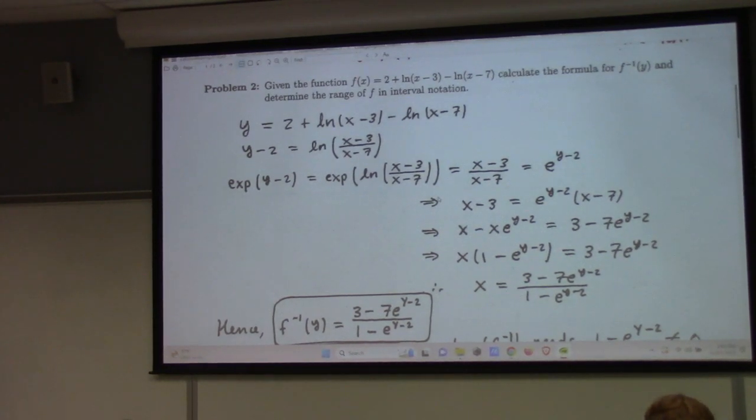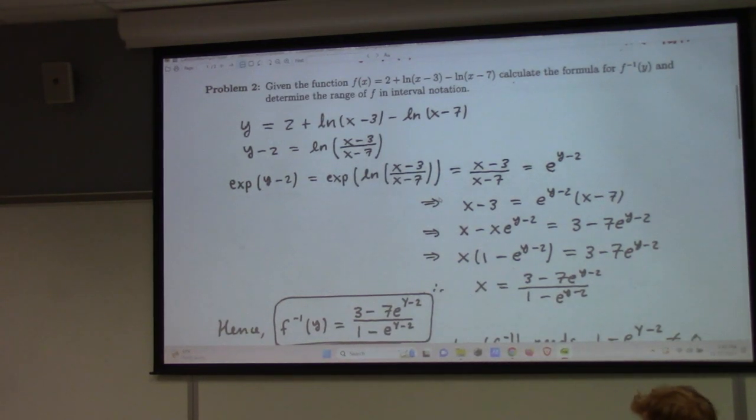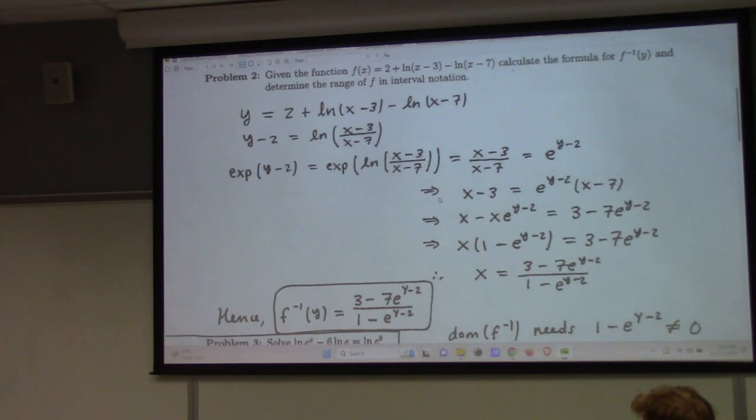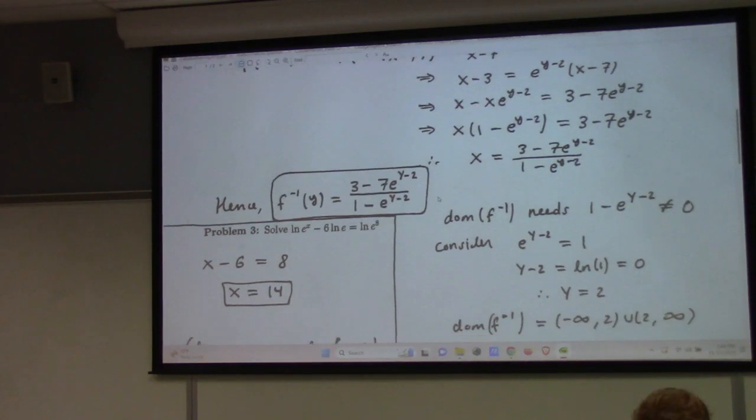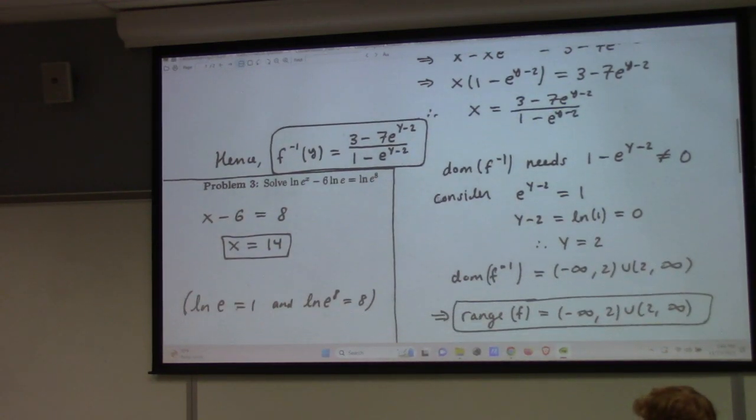Now, I haven't yet answered the other question, which was what? Determine the range of f, in interval notation. There wasn't quite enough room for me to do that there because I keep writing big. So I had to steal some white space from the next problem. Hope you guys can forgive me.